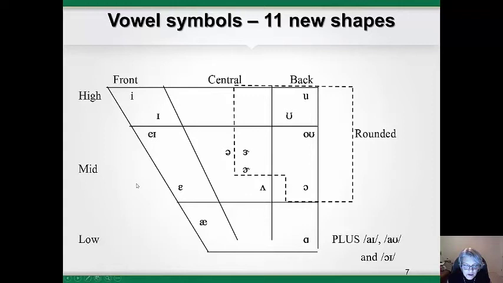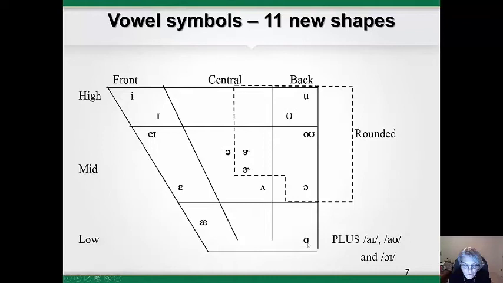Now, I'll say each of the vowels for you. Here we go. The front vowels are e as in bead, i as in bid, a as in bade, e as in bed, and a as in bad. Going down the back vowels are u as in food, u as in foot, o as in boat, aw as in bought, and ah as in Bob or father.